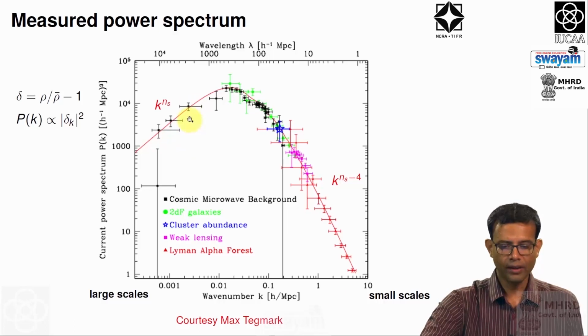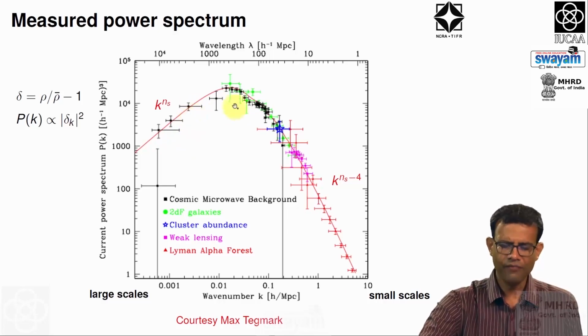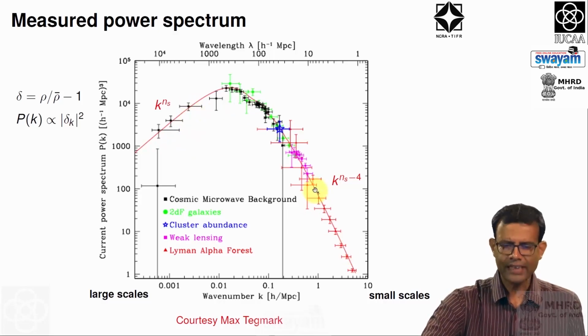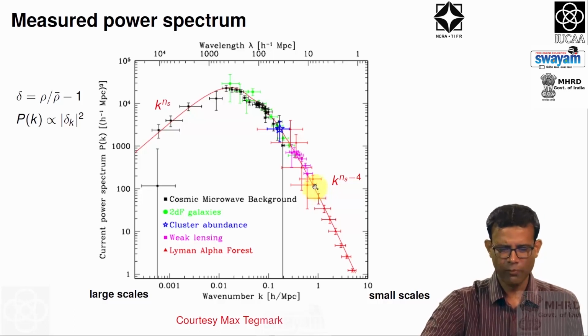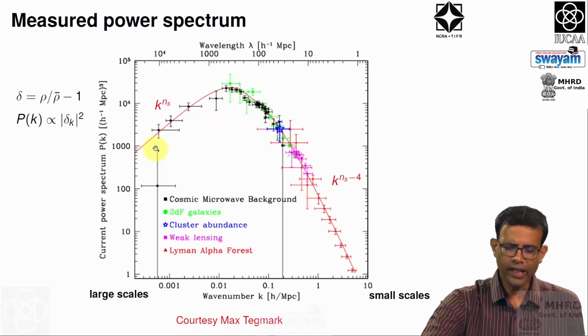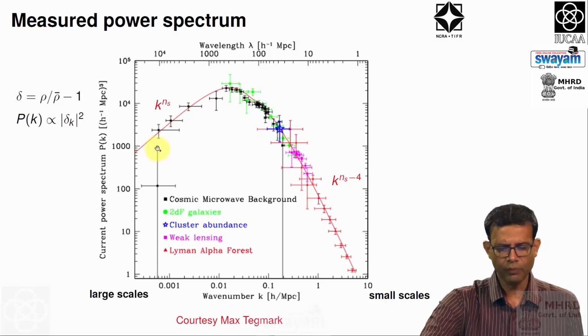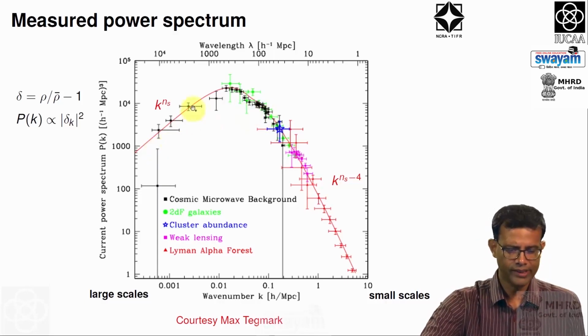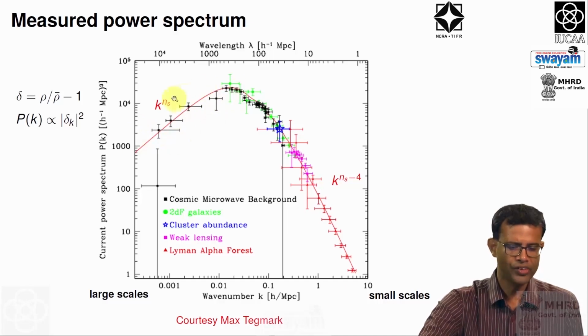The points with error bars are different data points. This plot is slightly old, but the essence remains the same. So, we get measurements of the power spectra from various kinds of observations. For example, the black points correspond to CMB.